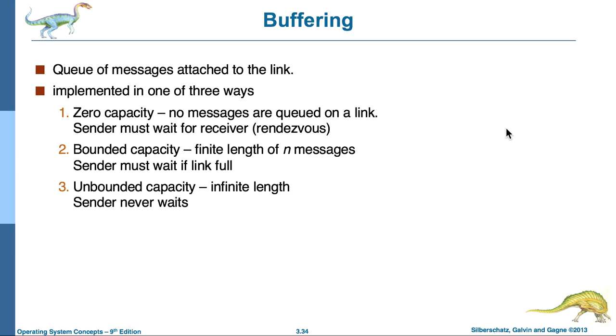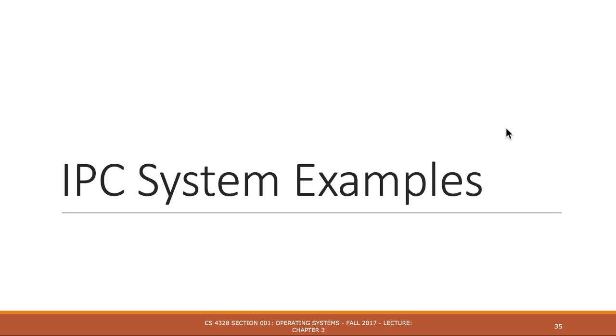And then finally, the third type of queue or buffering mechanism is an unbounded capacity, infinite length queue, where the sender never waits, right? It just keeps dumping messages into this unbounded capacity queue, and assumes that they will get through, and really is not impacted if this queue keeps getting backed up, at least from its desire to keep pushing messages into the queue. And that really rounds it out with regard to IPC with message passing techniques.